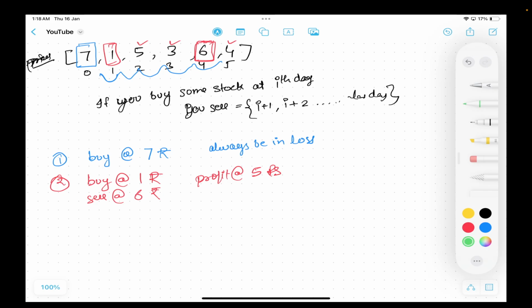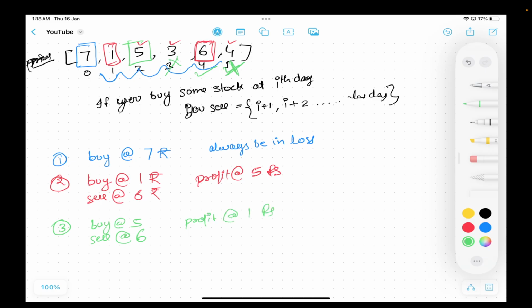Or you can also buy it on the third day. So the buy cost will be 5. If you sell on this day, you will be at a loss. If you sell on this day or this day, you will be in profit. But if you sell on this day, you will be in a loss. So you have to sell on the fourth day. If you sell it on the fourth day, you will get 6 rupees. So profit will be 1 rupee.